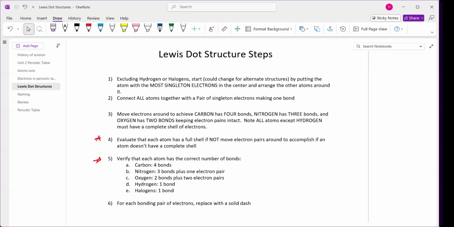Okay, so 4 and 5, evaluate that the atom has a full shell. 8 electrons, except for hydrogen. Then number 5 says verify that each atom has the correct number of bonds. So carbon's got 4, nitrogen's got 3, oxygen's got 2, the halogens have 1, and hydrogen has 1. So if those 2 are true, you have a legal structure. Now, sometimes I can give you a formula, I'm going to do in a little while, where there's multiple legal structures with the given formula.